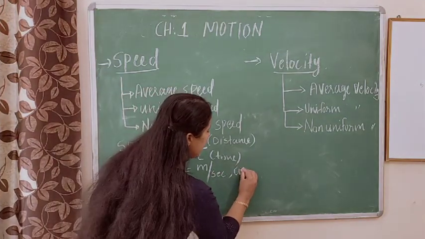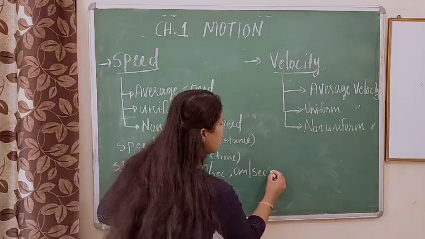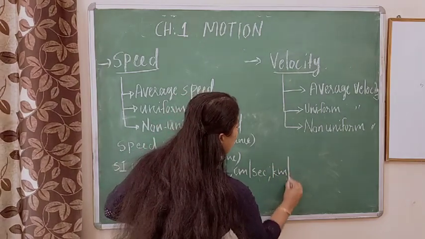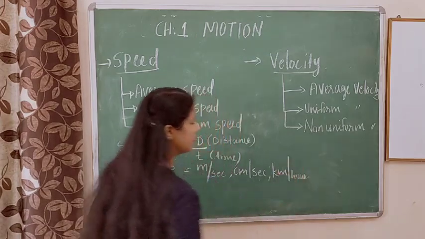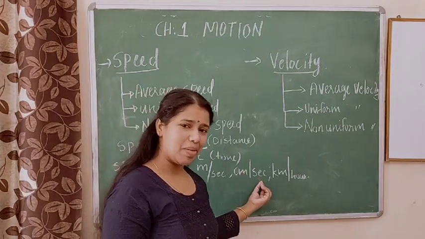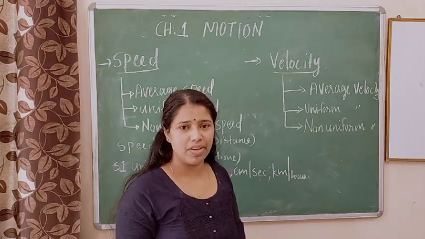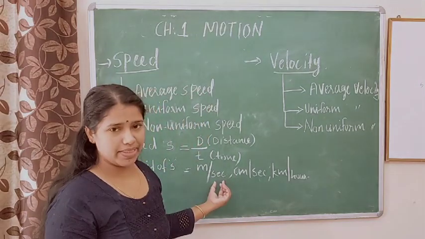One more, centimeter per second. Next, we can also use kilometer per hour. First is meter per second, second is centimeter per second, third is kilometer per hour. Okay, SI unit is meter per second.